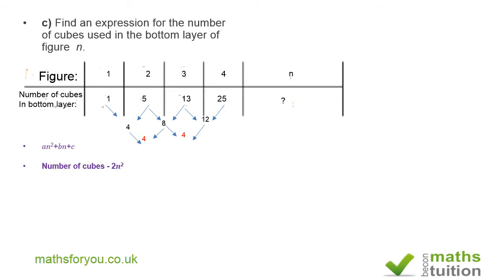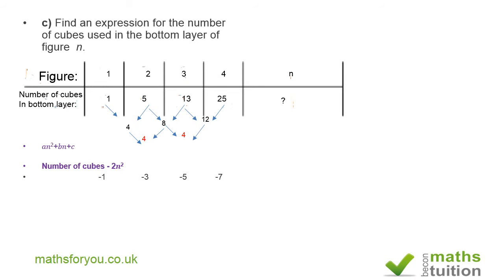So now what's left for each figure, the number of cubes minus 2n squared, will be what's left. So for instance, for figure 1, we have 1 minus 2 times 1 squared. 2 times 1 squared is 2. So 1 minus 2 will give us minus 1. For figure 2, we have 5 cubes. 5 minus 2 times 2 squared will be 5 minus 4 times 2 is 8, and 5 minus 8 will give us minus 3.